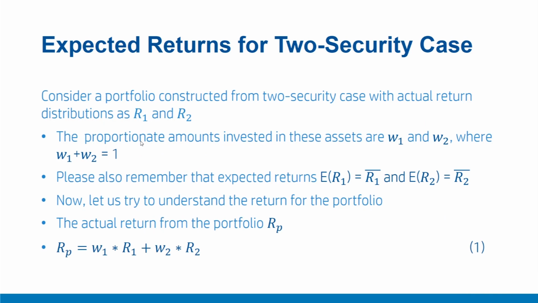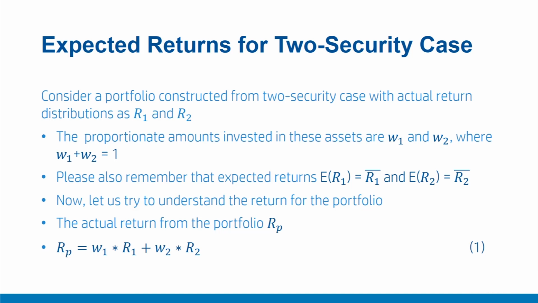Let us consider a portfolio of two securities where the actual returns from the two securities are R1 and R2. Also, if the proportionate weights or amounts invested in these securities are W1 and W2, then W1 plus W2 equals 1, because the entire amount is invested in the portfolio, so the summation of all the weights has to be 1. We already know that expected return on security 1, ER1, equals R1 bar, and expected return on security 2, ER2, is R2 bar.